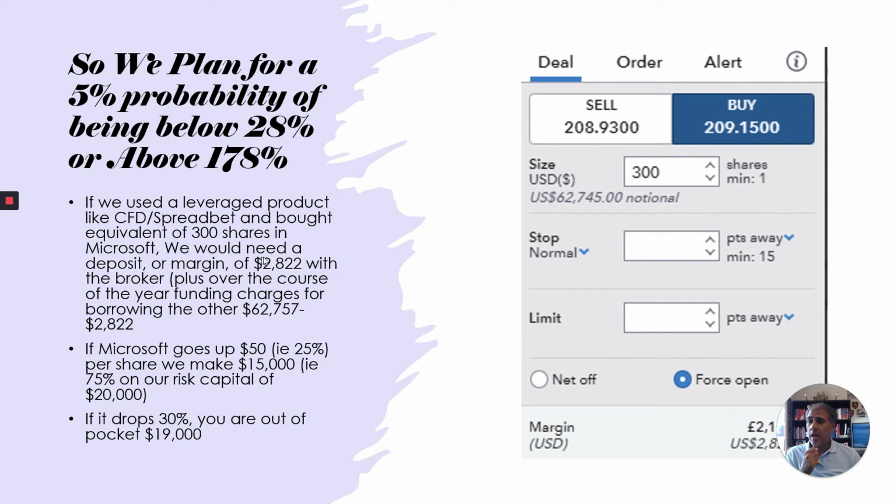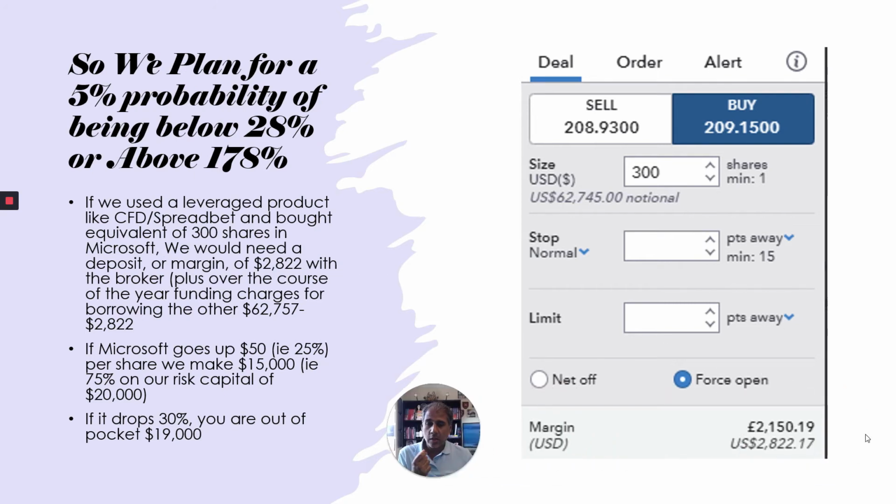Just like when you're buying a house, you put a 5% deposit down, don't you? If you're buying a £1 million house, you don't put £1 million down. You might be asked to put down £100,000. So it's the same principle with shares. Now, we'd need a deposit of margin according to this broker. Different brokers have different requirements. $2,822 with the broker.